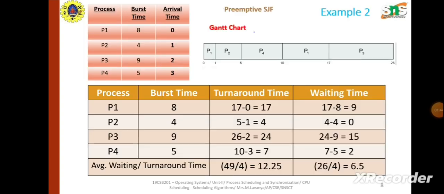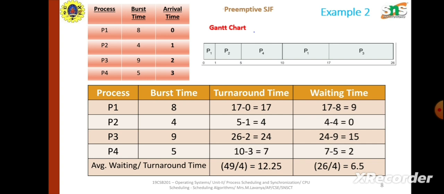This is our example problem. The inputs given are the four processes arriving at the time intervals of 0, 1, 2 and 3, and their respective burst times are given. The first thing we will be finding is the Gantt chart. In this, at the time of 0 milliseconds, the process P1 arrives. So it will be allocated for its execution in the CPU.